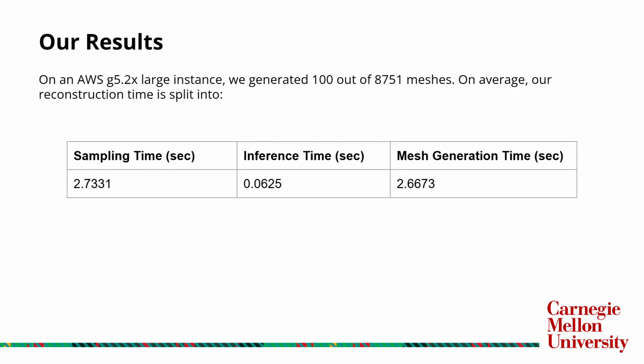After our implementation, while obtaining a sampling time of approximately 2.7 seconds, the time to make inference was recorded as 0.0625. A mesh generation time of 2.6673 seconds was recorded. These results are based on average over 100 samples.